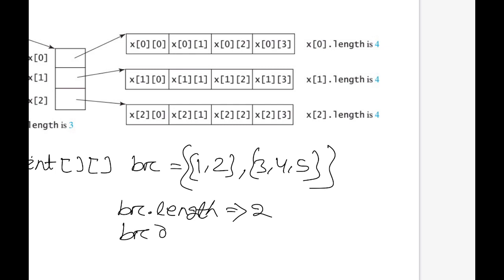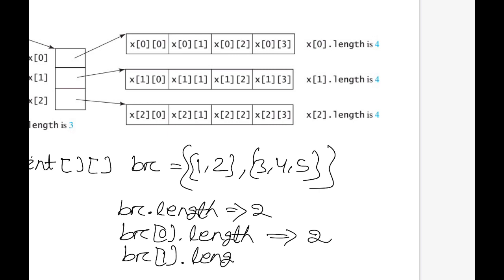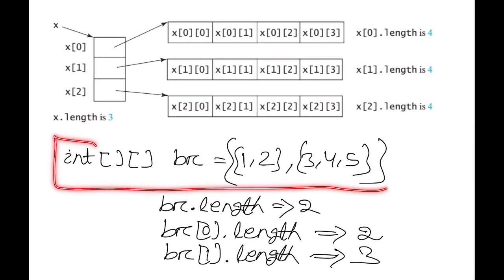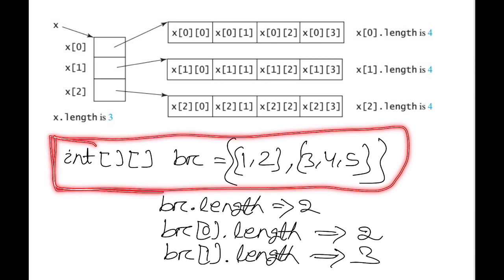Now what will be the value of br[0].length? So it is going to give 2 because br[0] has 2 elements and these are 1 and 2. Similarly, we can write br[1].length. So it is going to give 3 because br[1] has 3 elements and these are 3, 4 and 5. So here this one int[][] br = {{1, 2}, {3, 4, 5}}. So we have represented this array br using array initializer.